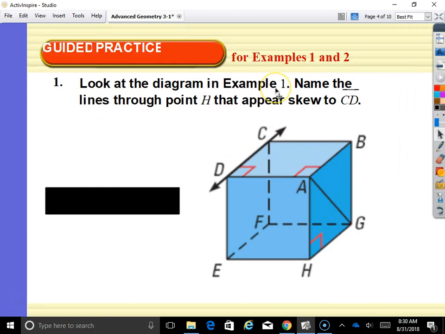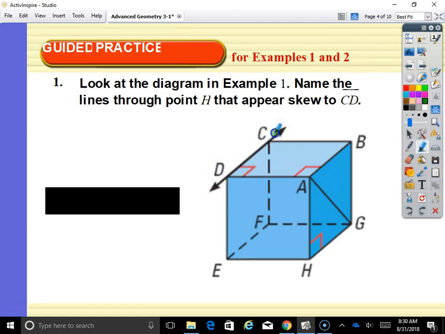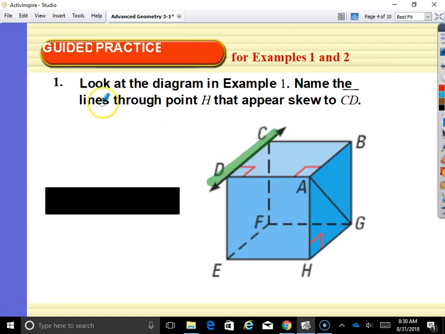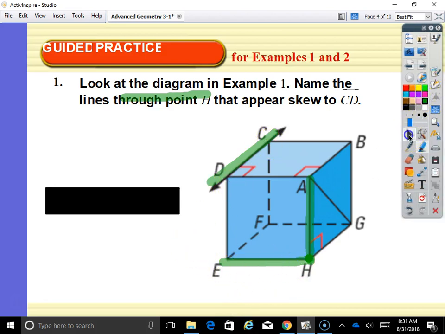Look at the diagram in example 1. Name the lines through point H that appear to be skewed to CD. Lines skewed to CD through point H. So through point H, well, we have 1, 2, 3 lines through H. Is this one skew? AH? Yeah. Not in the same plane, not going to intersect. All right, how about GH? Nope, it's parallel. Can't be parallel. How about HE? Is HE skew? Yes, it's never going to intersect, not in the same plane, not parallel.